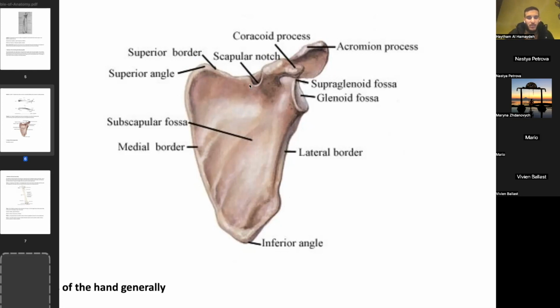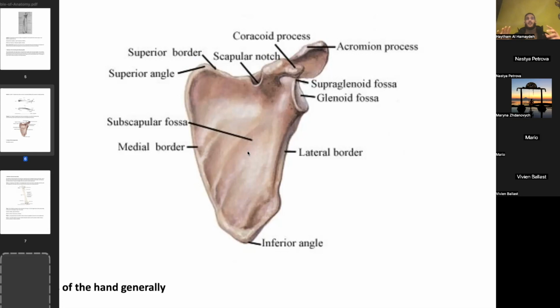scapular notch and subscapular fossa. Subscapular fossa is the fossa that allows or touches the costal surfaces. So this is the costal surface, okay? This is the whole end, and this is how you should speak about it.